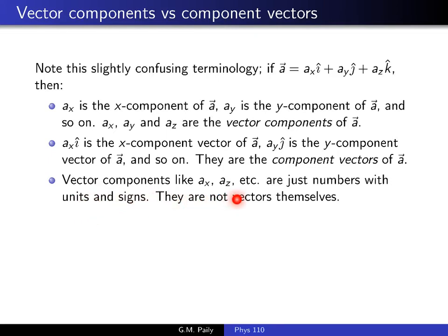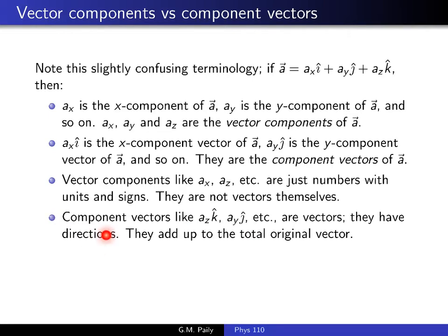Vector components like AX, AZ, etc. are just numbers with units and signs. By themselves, they are not vectors. The component vectors, however, do carry a vector. Okay, so they are themselves vectors, they have directions, and if you add them all up together, they add up to the total original vector.